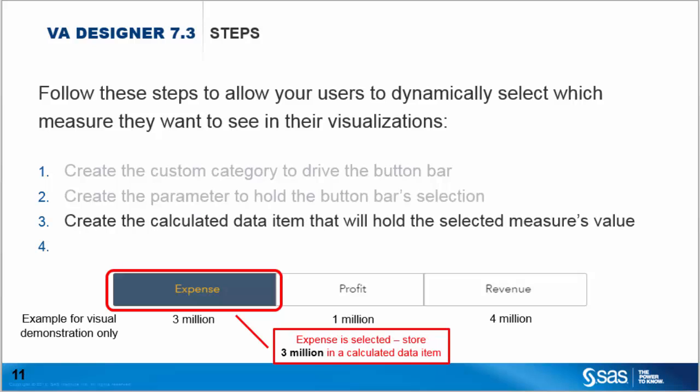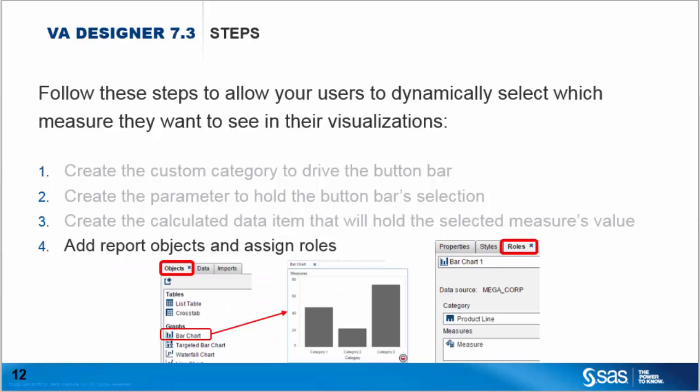Third, we will need to create a calculated data item to hold the selected measure's value. In this very high-level example, we would need to create a calculated data item to hold the expenses measure's value, 3 million in this example. And finally, we will add the report objects and assign the necessary roles.